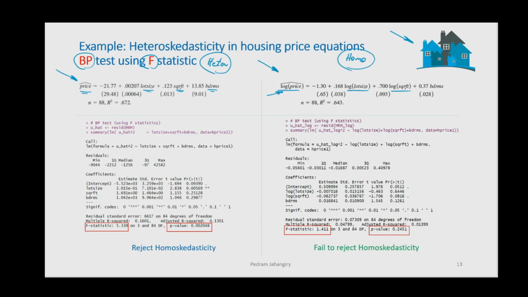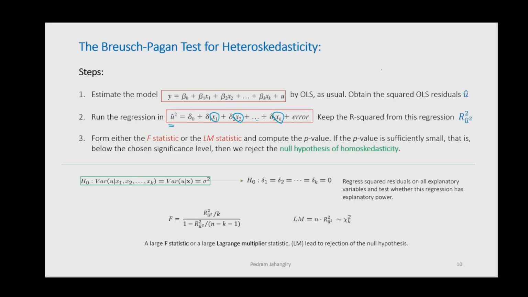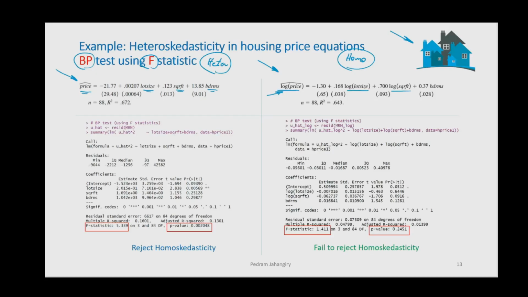As I'm going through the code, I want you to remember these steps. Step number 1, estimate the model. Step number 2, regress U hat squared on a linear function of x. Step number 3, use either the F or LM statistic. So let's do that. Step number 1, regress the model. Let's say I run the regression and call it MRM. This is my step number 1.